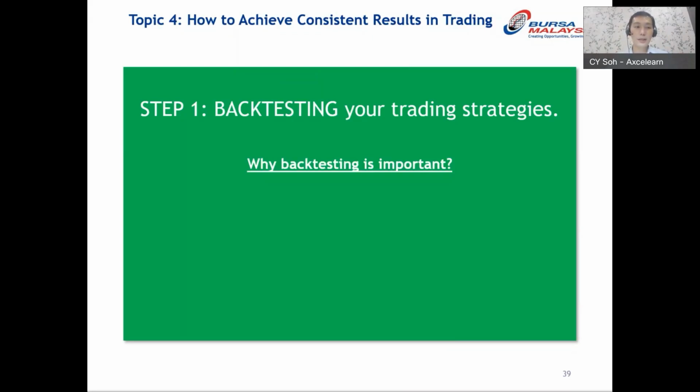This is where you can use backtesting, or backtesting software, to test the performance of your trading strategy, whether it works well over the past 3 years, 5 years, or 10 years or not. If your current strategy did not work in the past, then why would you use that strategy in the future? Correct? Make sense or not?